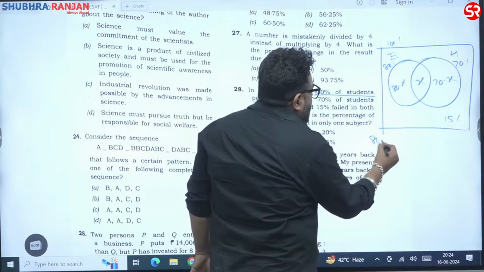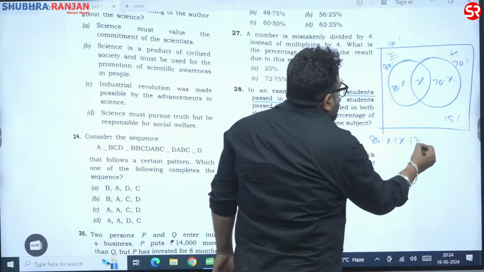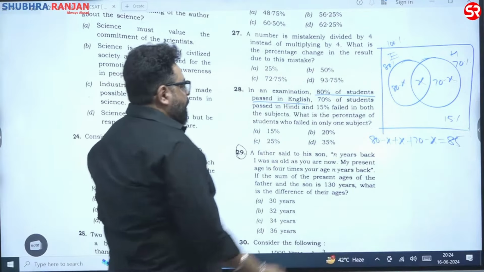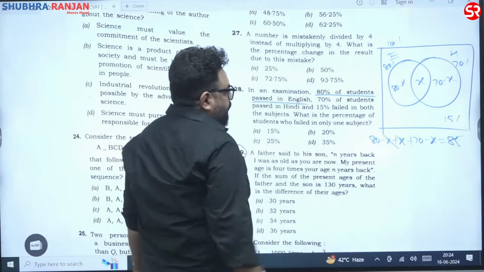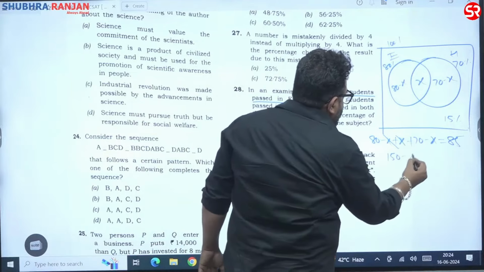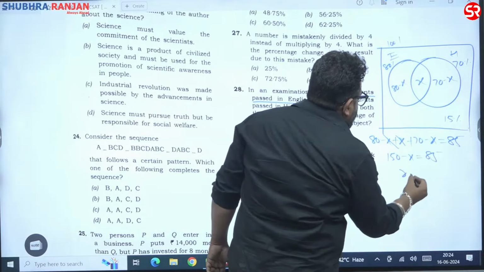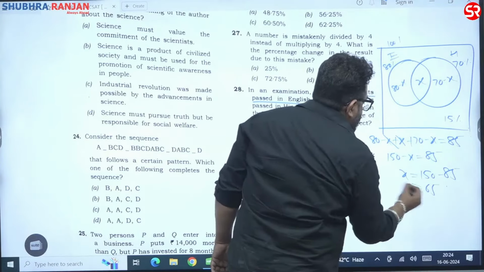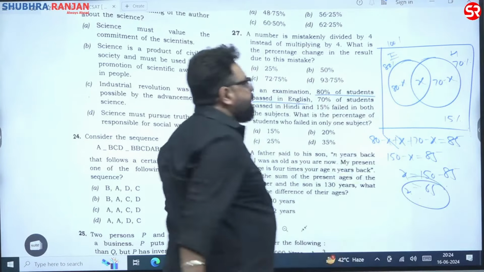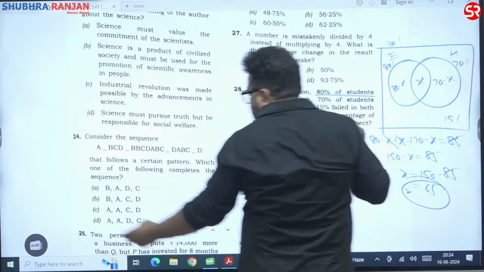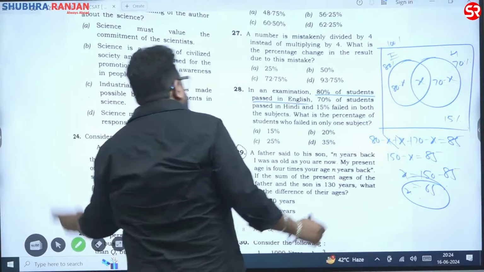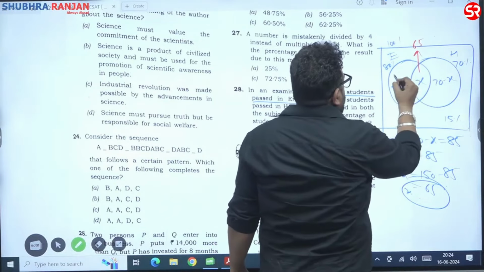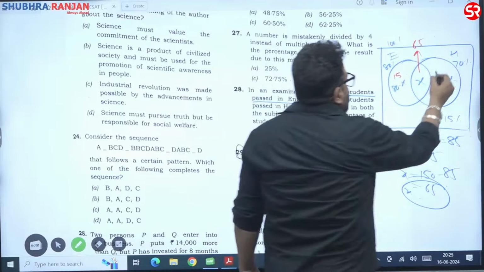So 80 minus x plus 70 minus x is equal to 85. So one of the x gets cancelled off. So this comes out to be 150 minus x is equal to 85, which means x is equal to 150 minus 85, which comes out to be 65. So in between portion is 65. So if you take this as 65, this would be 80 minus 65, and this would be 5.